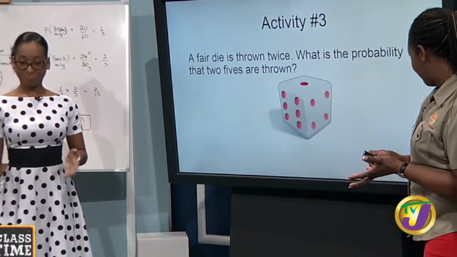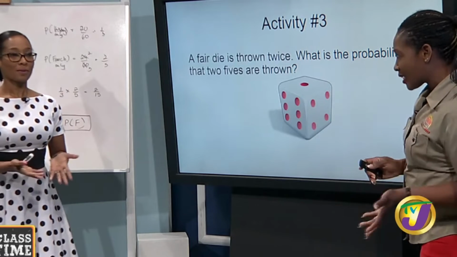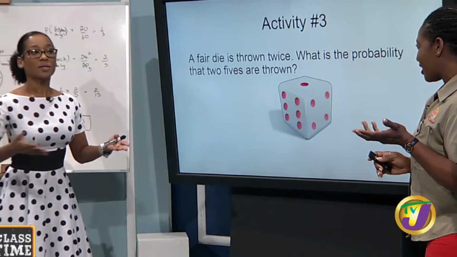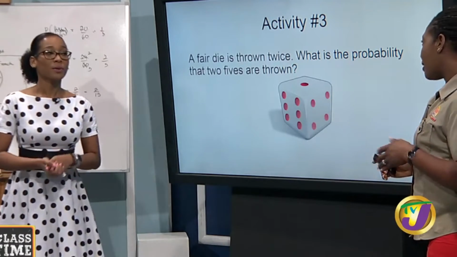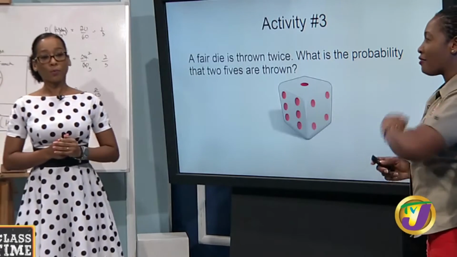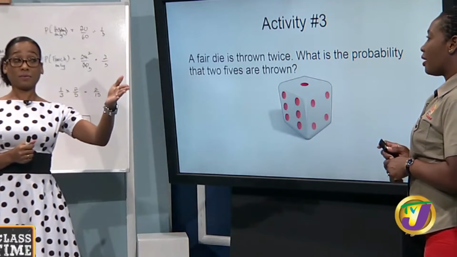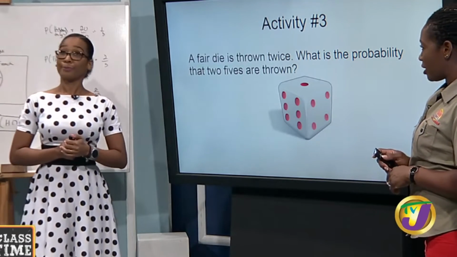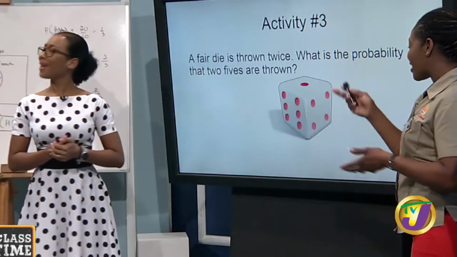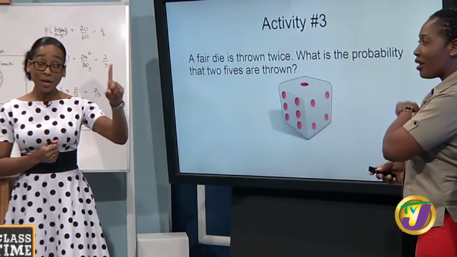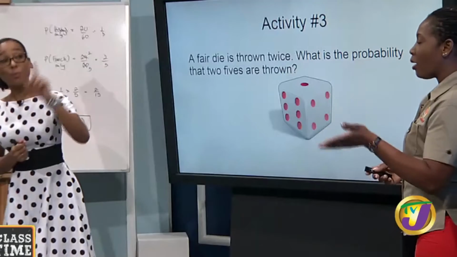So we throw it one time, we get 5. We throw it a second time and we want to get 5. If we throw it a second time, it has nothing to do with us throwing it the first time. So the events are independent. What is the probability of 2 5s being thrown? What's the probability of the first 5 coming? Well, the die has 6 possible outcomes: 1, 2, 3, 4, 5, 6. It's a cube, it has 6 faces, and 5 is only on one of the faces. So it's 1 favorable outcome out of the 6 possible outcomes.